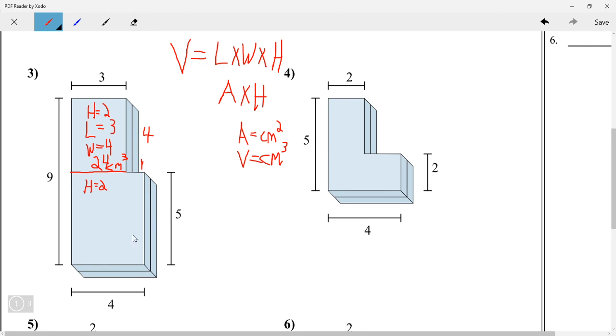And let's go for this one. This one is 5 and 4 now. So if I do 4 times 5, that's 20 times 2, so this is 40 centimeters. And then all we're doing is adding these. 40 plus 24 equals 64 centimeters, cubed.